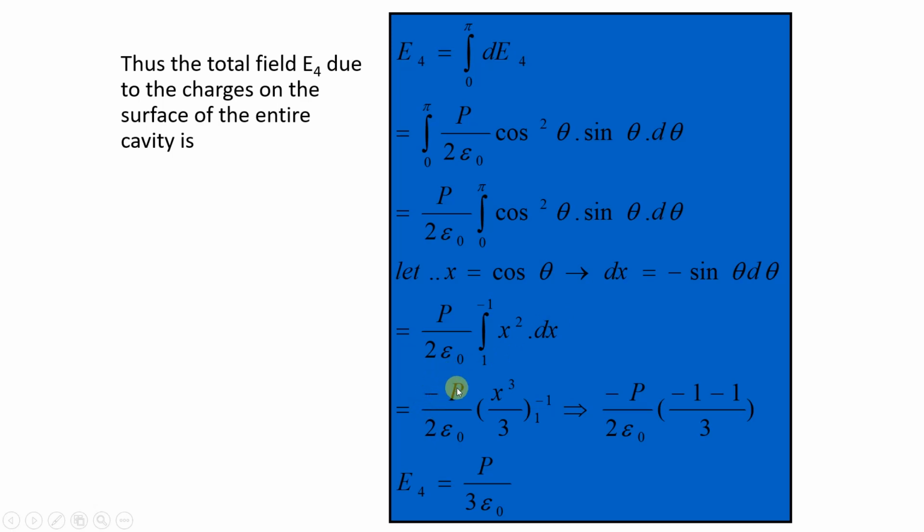So minus P by 2 epsilon naught x cubed by 3. Right now the limit is 1 to minus 1. Either you can do it in this way, or you can interchange the limits and get rid of the minus. And finally you will end up getting P by 3 epsilon naught.